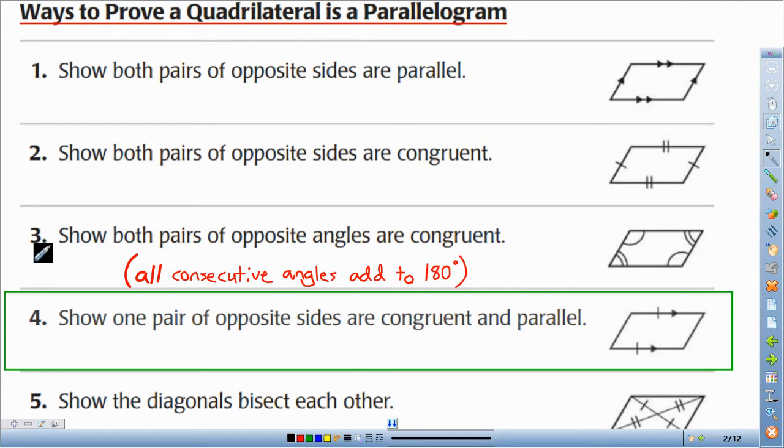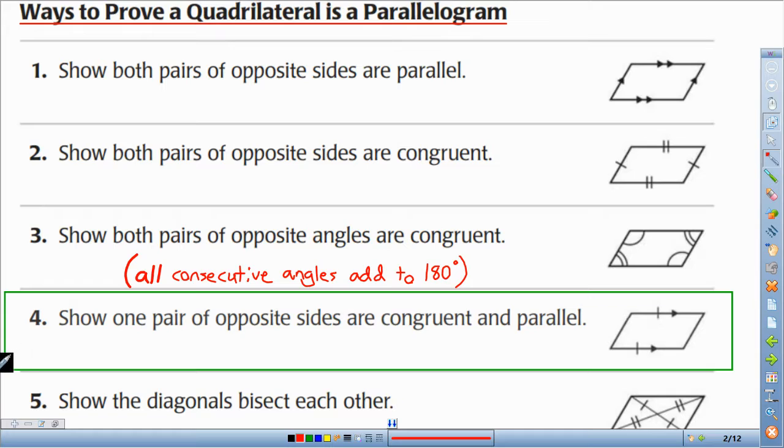The third way we can show we have a parallelogram is to show that both pairs of opposite angles are congruent. I add a little something to this one as well. I say that also if we can show that all consecutive angles add to 180, we technically will have a parallelogram. That's just a reminder, these consecutive angles, the ones that are side by side, add to 180, but it would have to be all consecutive angles. So these, these, and these, all of them need to add to 180, the 2 angles side by side, for us to say yep, we have a parallelogram.